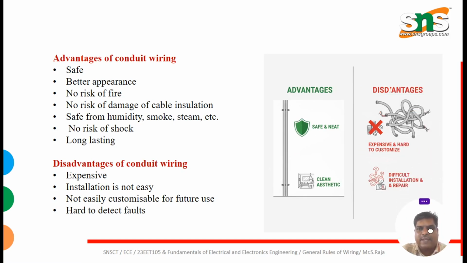Next we can see the advantages of conduit wiring. It is safe, has a better appearance, no risk of fire, no risk of damage to cable insulation, is safe from humidity, smoke, steam, etc., has no risk of shock, and a long-lasting lifetime. The disadvantages of conduit wiring are that it is more expensive, installation is not easy because it is done by professionals, and it is not easily customizable for future use. Once we place the conduit in a building, we cannot replace it immediately. It is also hard to detect faults.